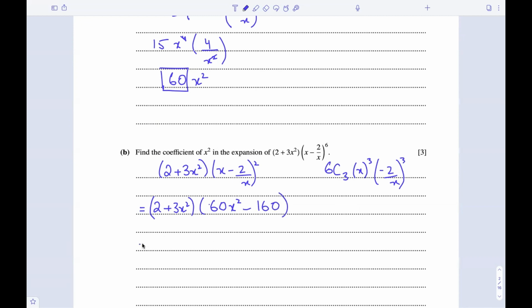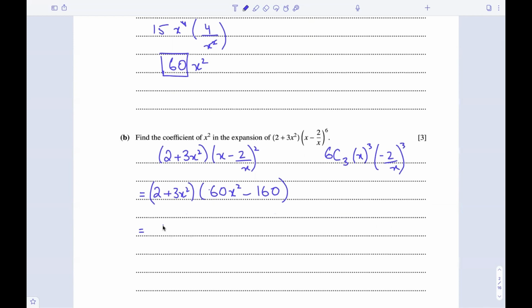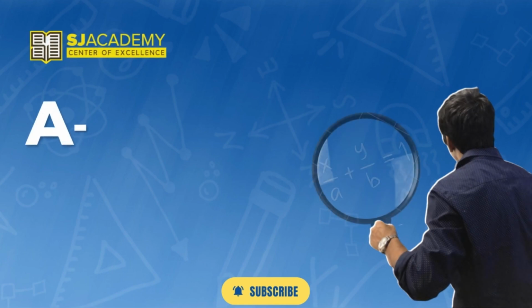Now multiplying 2 by 60x squared, we have 120x squared, minus 3 into 160, we have minus 480x squared. So 120 minus 480 will become minus 360x squared. So the coefficient of x squared will become minus 360.